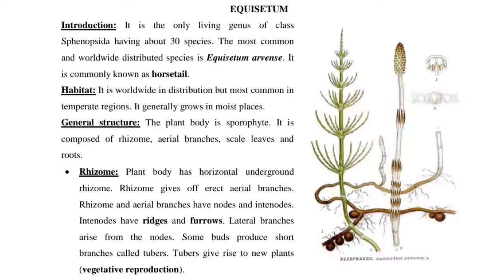General structure. The plant body is sporophyte. It is composed of rhizome, aerial branches, scale leaves and roots. Rhizome. Plant body has horizontal underground rhizome. Rhizome gives off erect aerial branches. Rhizome and aerial branches have nodes and internodes. Internodes have ridges and furrows. Lateral branches arise from the nodes. Some buds produce short branches called tubers. Tubers give rise to new plants by vegetative reproduction.